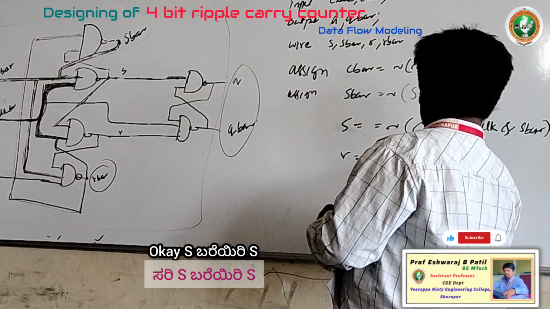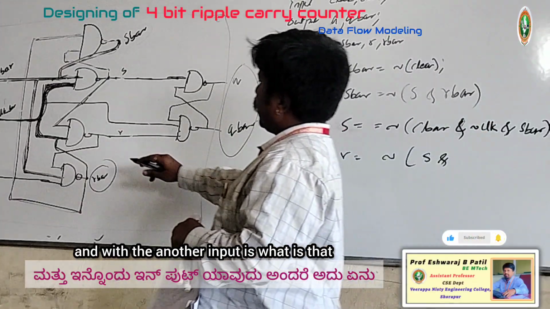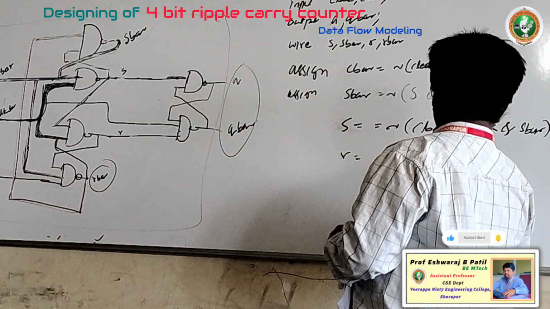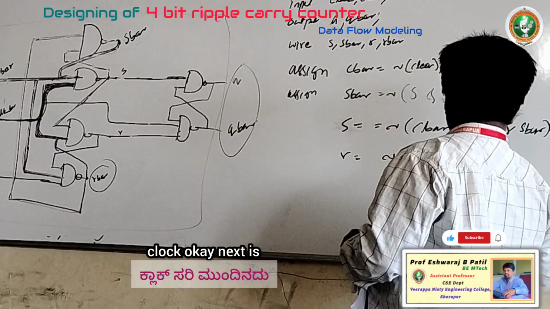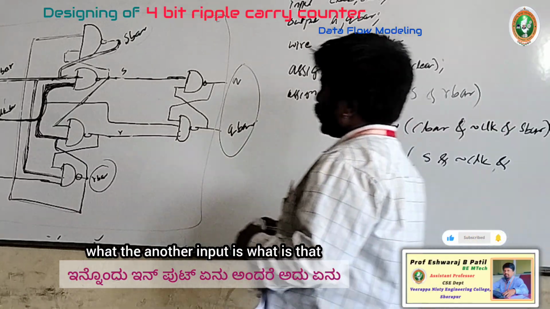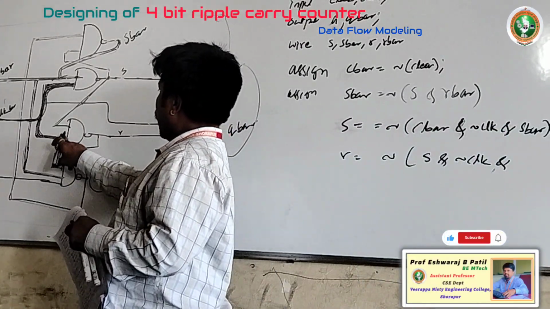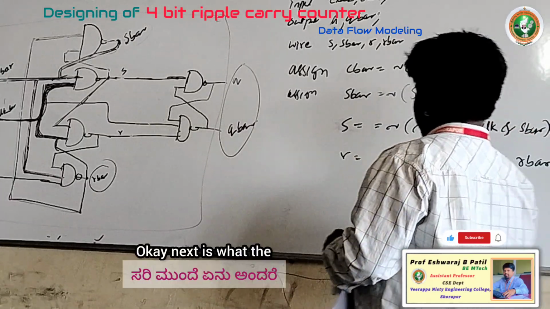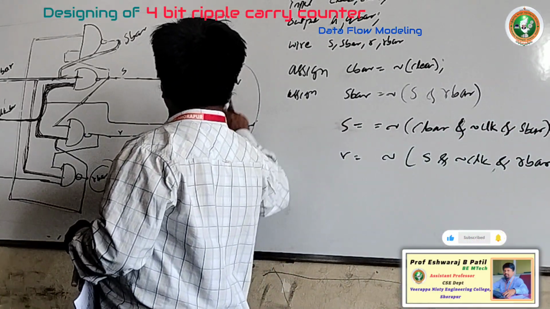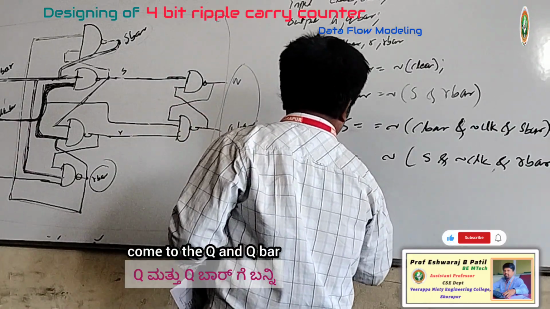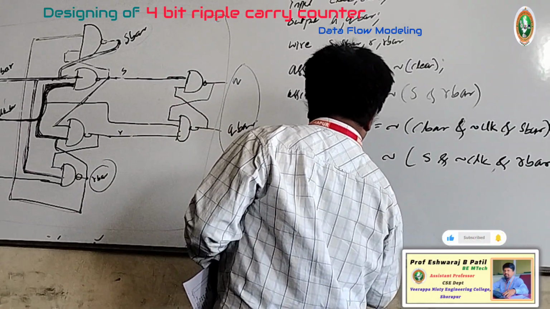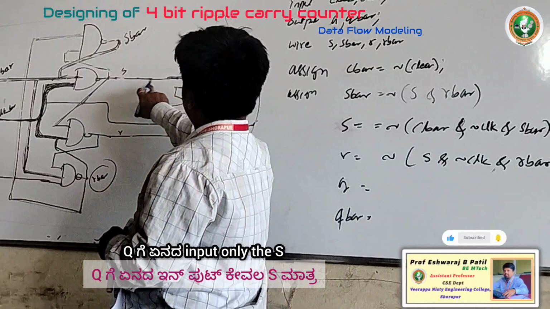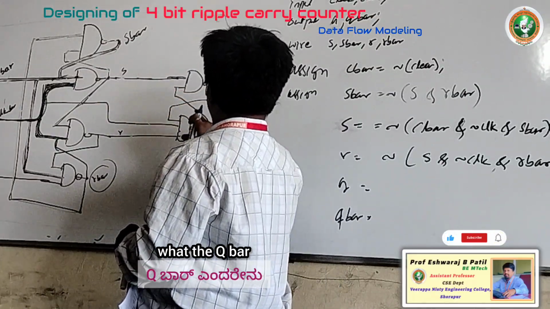Okay, S, and with that another input is clock bar. Okay, next another input is R bar. Next, come to the Q and Q bar. For Q, the input is only S and the other is Q bar.